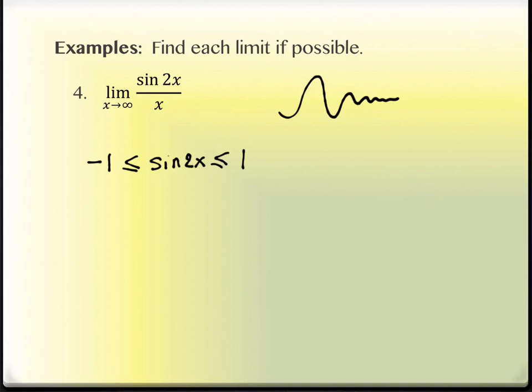Now, as long as x is positive, which it is because it says x is going to infinity, I can take this statement and divide all 3 parts by x, and the inequality will stay the same. So I can write this as negative 1 over x is less than or equal to sine of 2x over x, which is less than or equal to 1 over x. And that works because x is positive. If x were going to negative infinity, it would change the direction of my inequalities because I would be dividing by negative numbers. It's not an unreasonable question, but you have to recognize what x is really doing. Here, x is positive, so the direction stays the same. If x were negative, it would all switch.